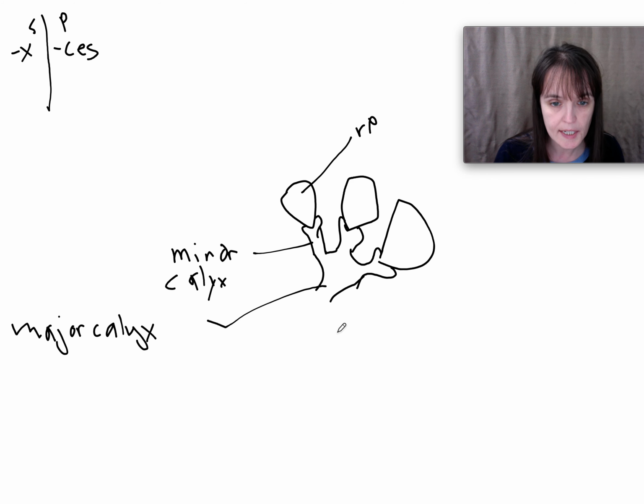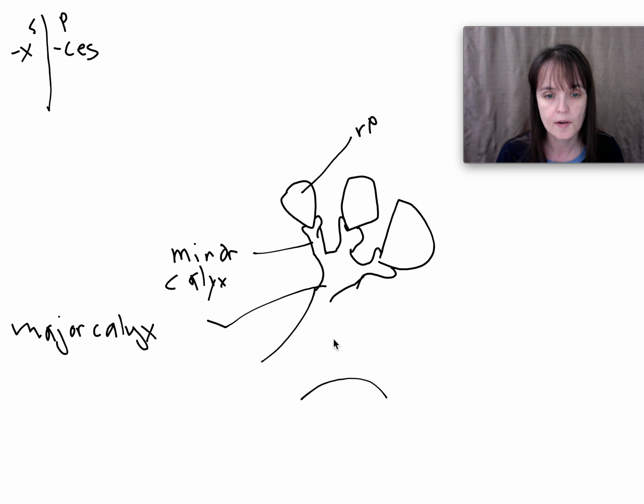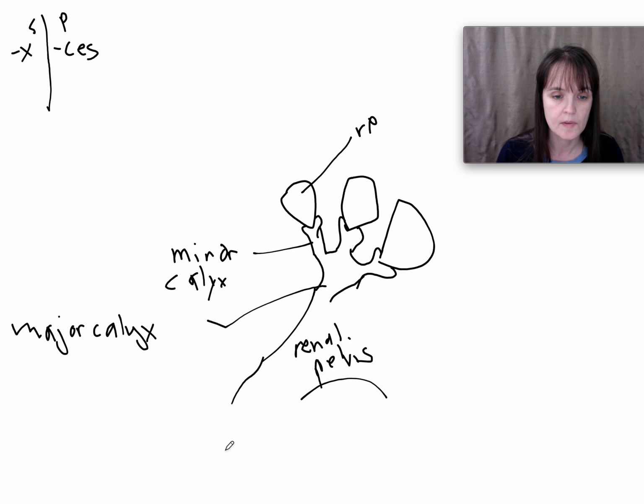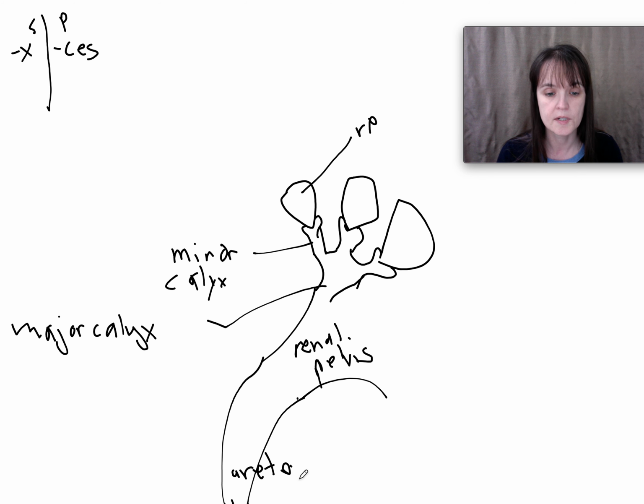Okay, and then that feeds into the renal pelvis, which becomes the ureter, which carries the urine away. That's a U. Okay.